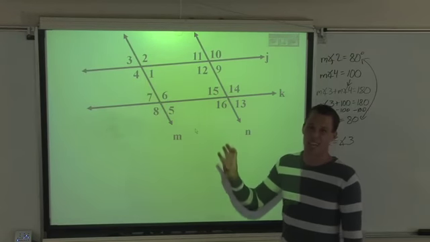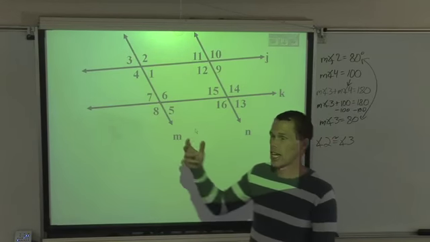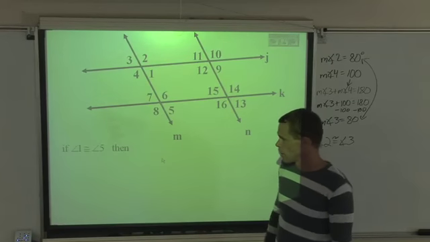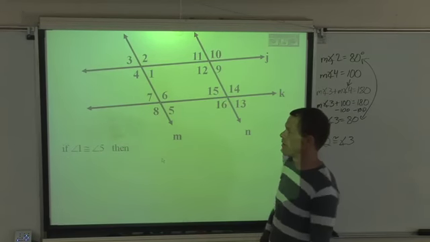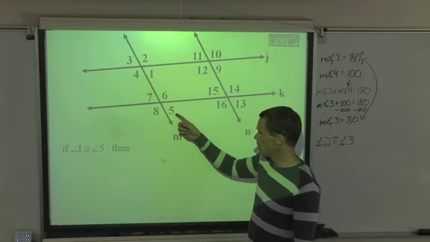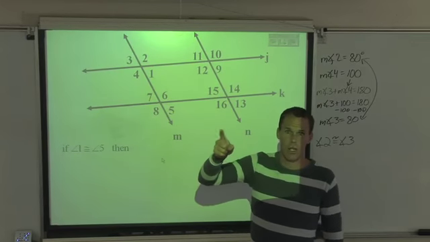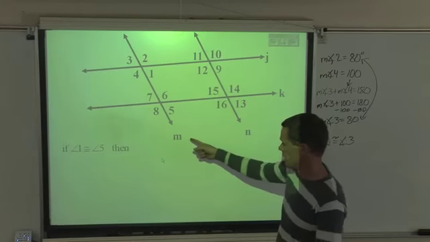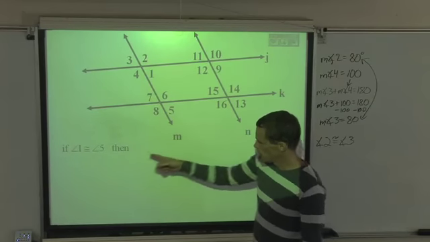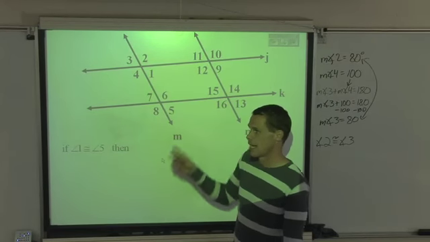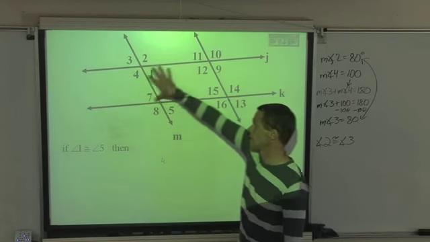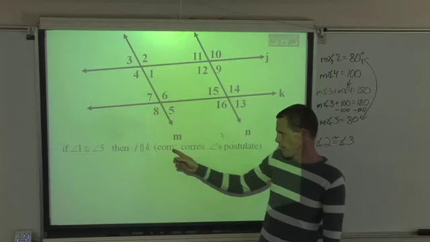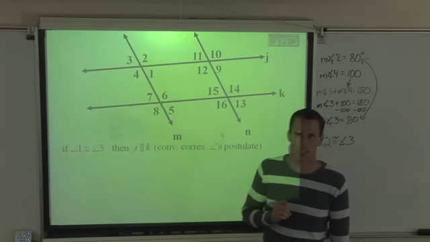We now have 16 angles and 4 lines, M, N, J, and K. What we're going to do is look at some given statements and see what we can conclude. First of all, what if angle 1 was congruent to angle 5? Let's figure out their relationship. Well, they're corresponding angles, and the transversal is M. So we have congruent corresponding angles. That creates parallel lines. My conclusion is J is parallel to K by the converse of the corresponding angles postulate.